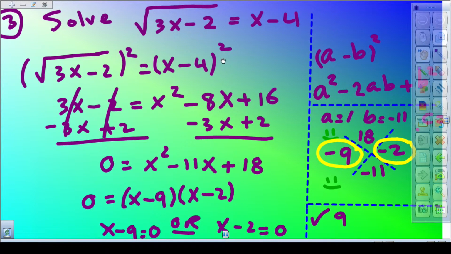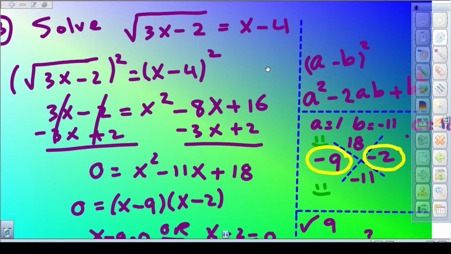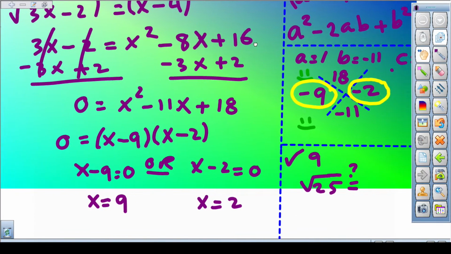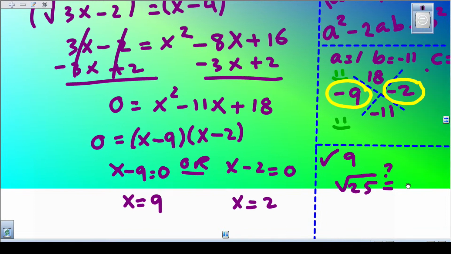3 times 9 is 27, minus 2 is 25. So on this side, I have the square root of 25 with a question mark on top of the equal sign. And we're saying, does this equal x minus 4, which is 9 minus 4? Is that right? What's 9 minus 4? Oh, okay, 5 equals 5. And we're good here. So that solution works.